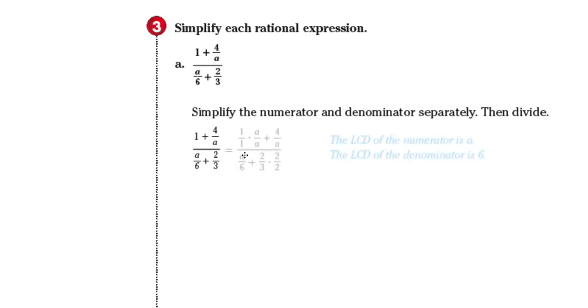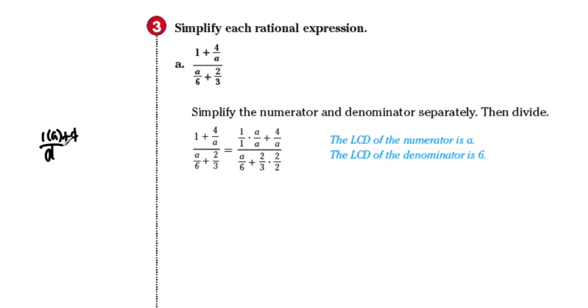So this is equal to, just like a mixed number, you multiply 1 times a and you add 4. So 1 times a and you add 4. Okay, just like a mixed number. Or you can rewrite this way. Okay, so this is the same as 1 times a plus 4 all over a.